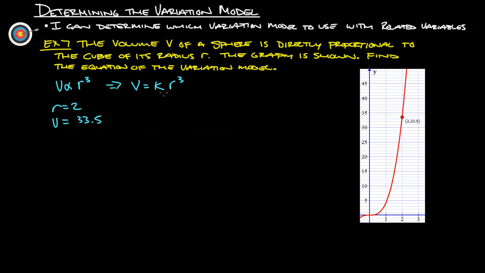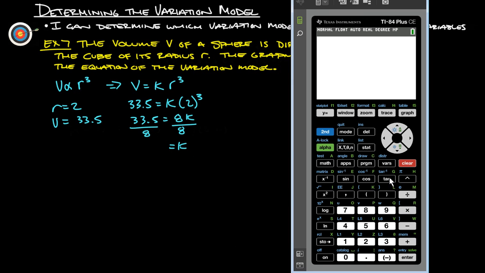So now what we want to do is just plug in our info here, and that should actually help us figure out what k is. Find the equation of the variation model. We leave V and r, but we need to figure out what k is. So V in this case is 33.5 equals k, which we don't know yet, but we do know that r is 2. So we're just going to take that 2 and cube it. So we get 33.5 equals 8k. Divide both sides by 8.